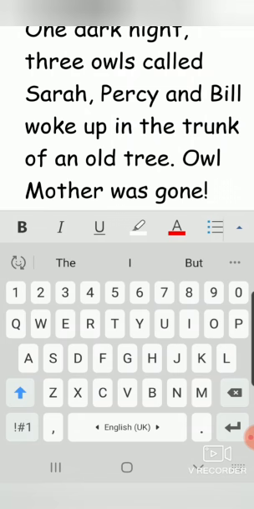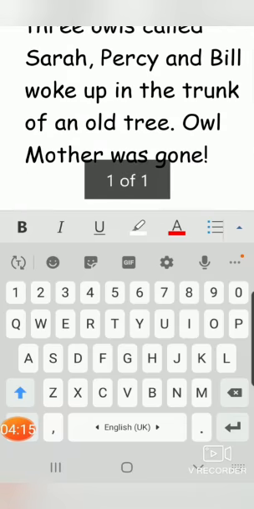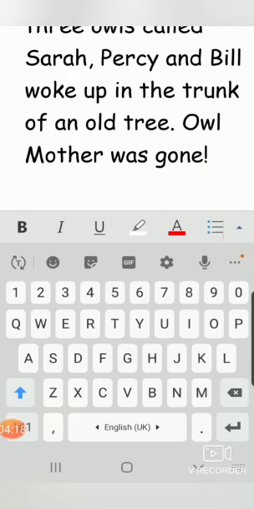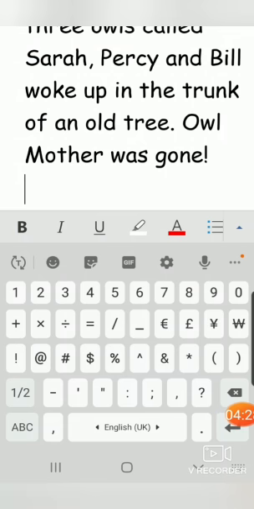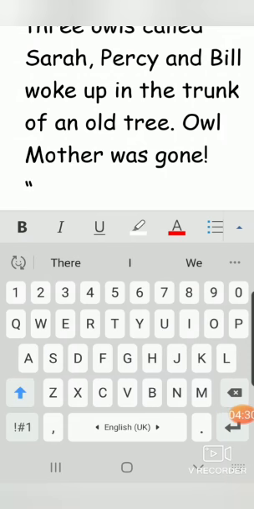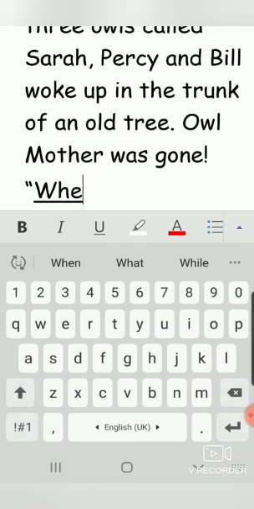Now, what happens after this part? The children say something, don't they? So what does Sarah say? Where's mummy? Okay, so if we're going to use speech, we have to use speech marks, okay? We still need a capital letter.